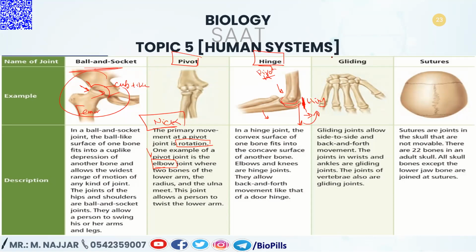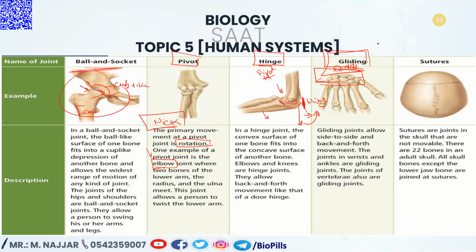The gliding joint, in some textbooks known as saddle joints, are bones that are gliding or saddling, allowing side to side movement and even back and forth. The joints in your wrist and even in your ankle are gliding joints. So this is the fourth example.